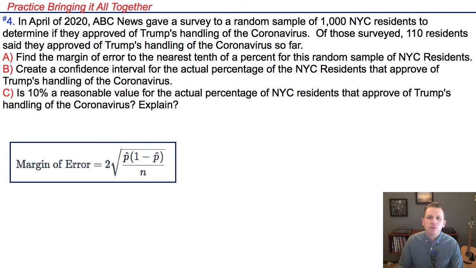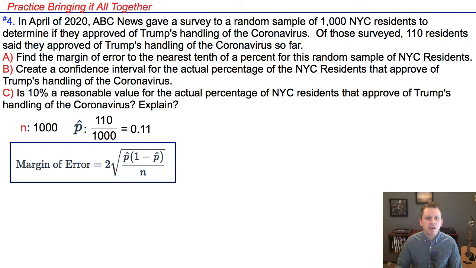In order to find the margin of error, we need two pieces of information. We need to know the proportion of New York City residents that approve of Trump's handling of the coronavirus, and we need to know how many were sampled. Well, 1,000 people were sampled, and of those, 110 residents said they approve of this job. Finding that proportion would be 11% or 0.11.